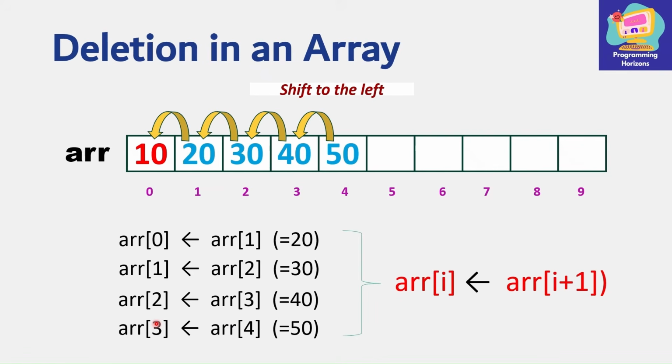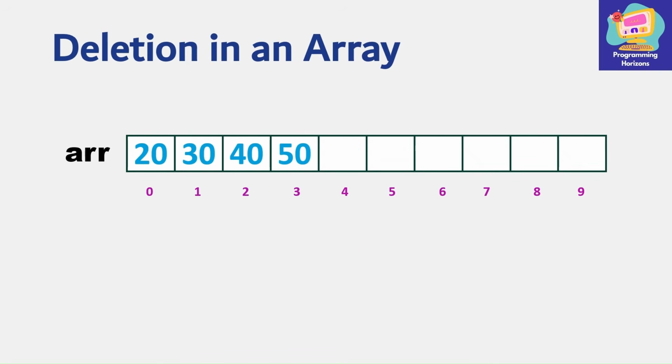Now in general, we arrive at this equation which says ARR[i] is equal to ARR[i+1]. That means the element at the current position or index has to be shifted one position to the left. Here i will range from the index where we want to delete the element up to the last index. So after deleting the first element from the array, we are left with 4 elements only.